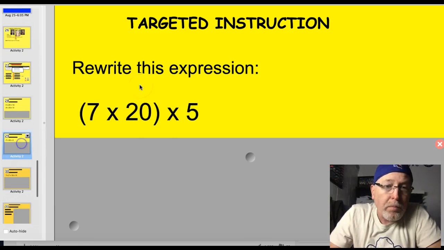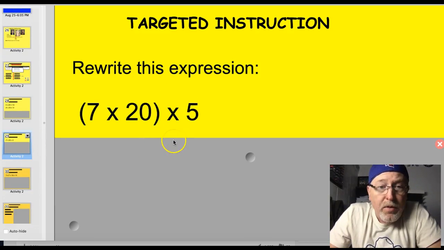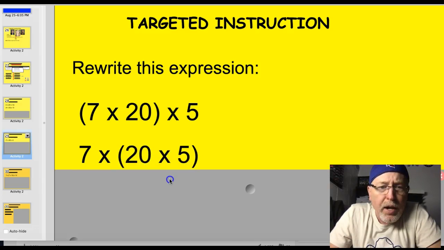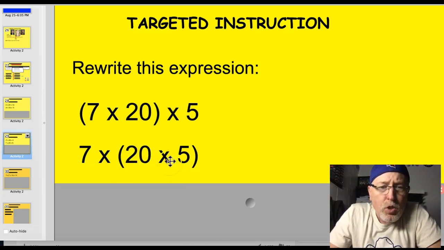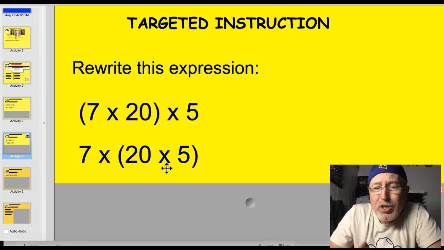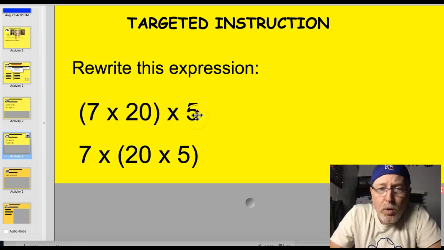Let's take a look at one more. 7 times 20 times 5. Okay, let's think about this. I don't know what 7 times 20 times 5 is, but let me change the grouping around and maybe I can figure it out. 20 times 5 is 100. 7 times 100 is 700. So it helped me solve that by rewriting it. Let me check and make sure I just used the associative property. 7, 20, 5, 7, 20, 5. All I did was move the grouping, the brackets. Perfect. You've got the whole target right there.